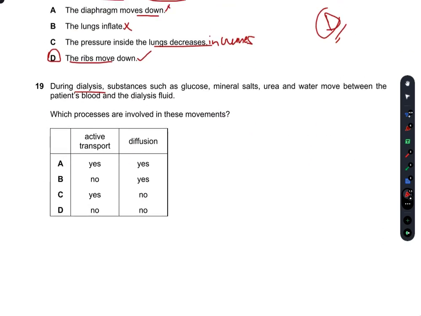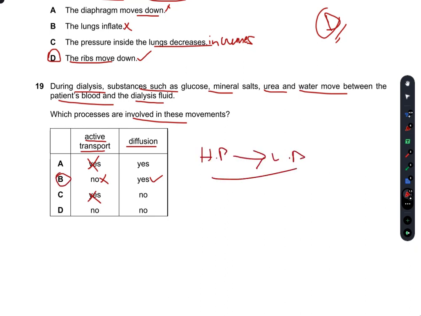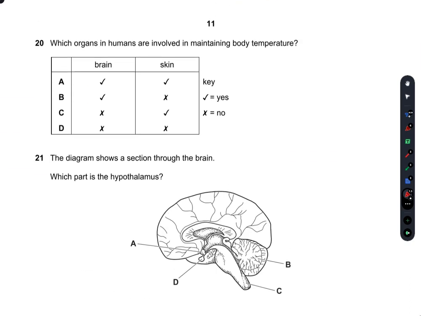During dialysis, substances such as glucose, mineral salts, urea, water move between the patient's blood and the dialysis fluid. Which processes are involved in these movements? So this will definitely not involve active transport. So diffusion, yes, diffusion is taking place because the salts are moving from higher potential to lower potential, and that's the principle on which the dialysis machine works. So B is the right option.